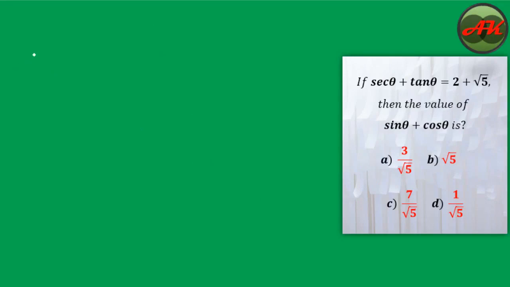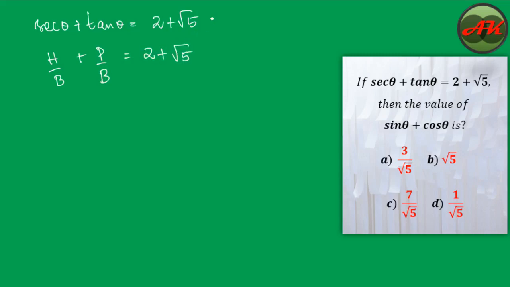Now the next problem: if secant theta plus tan theta is equal to 2 plus root 5, then the value of sin theta plus cos theta is? Here secant theta plus tan theta is equal to 2 plus root 5. We know that secant theta is hypotenuse by base plus tan theta is perpendicular by base. So they have given 2 plus root 5.